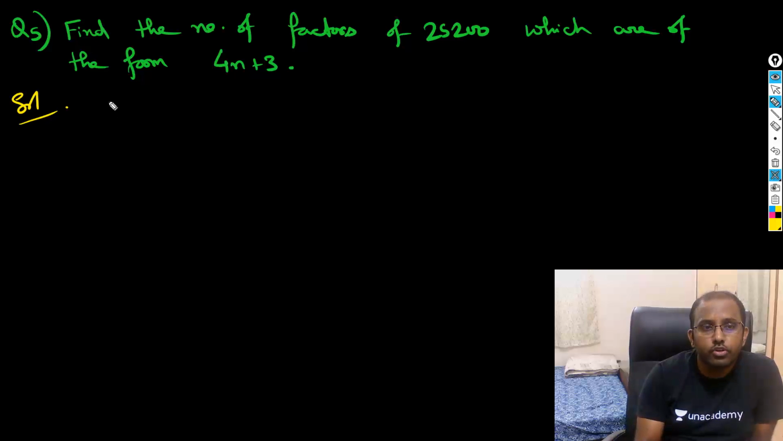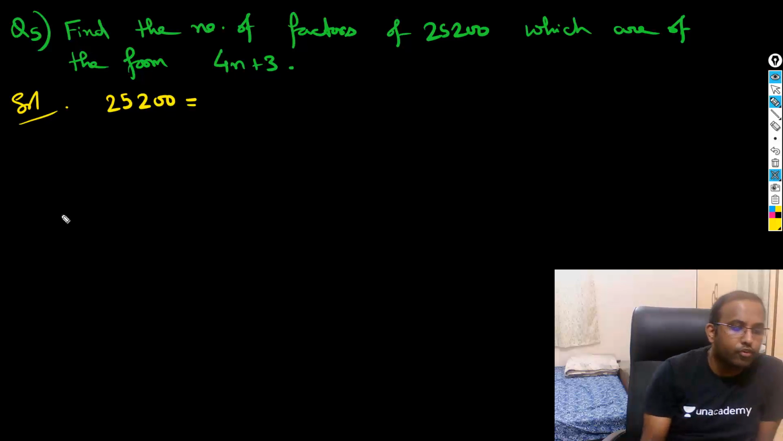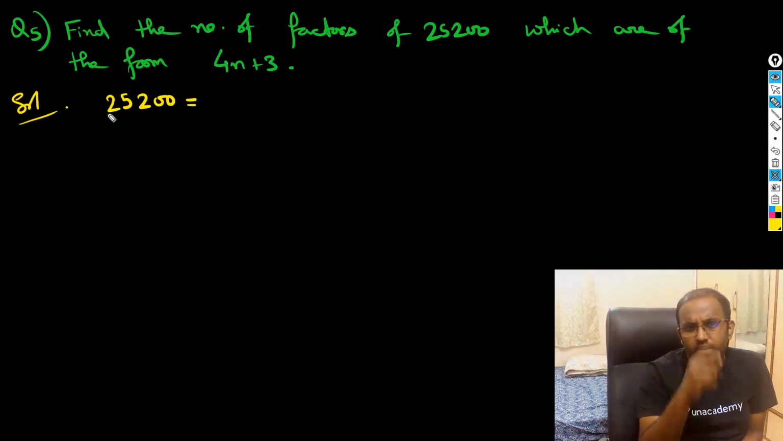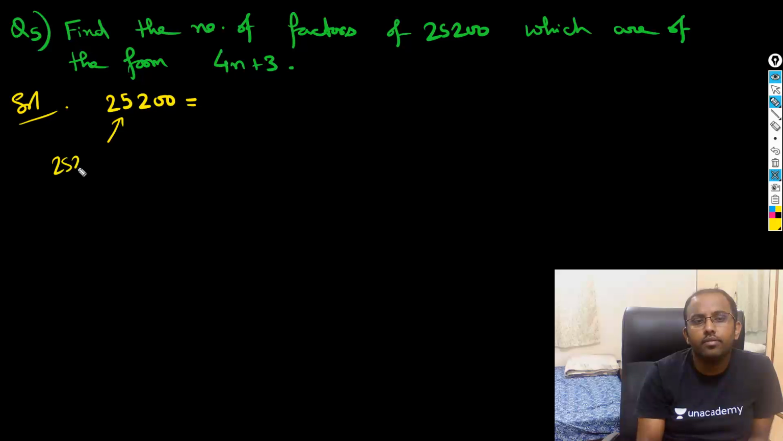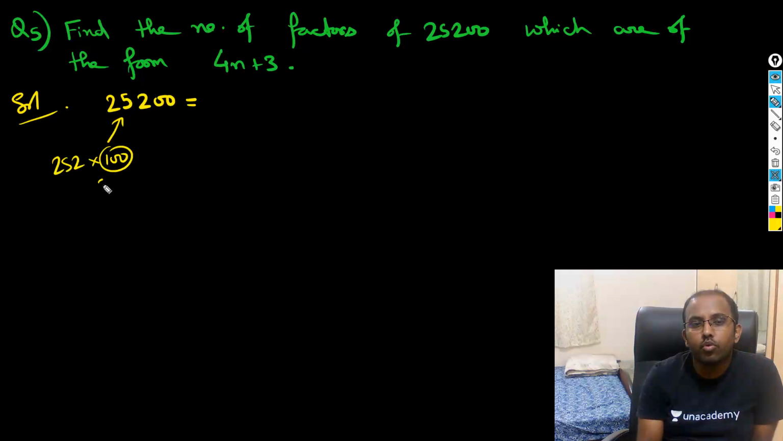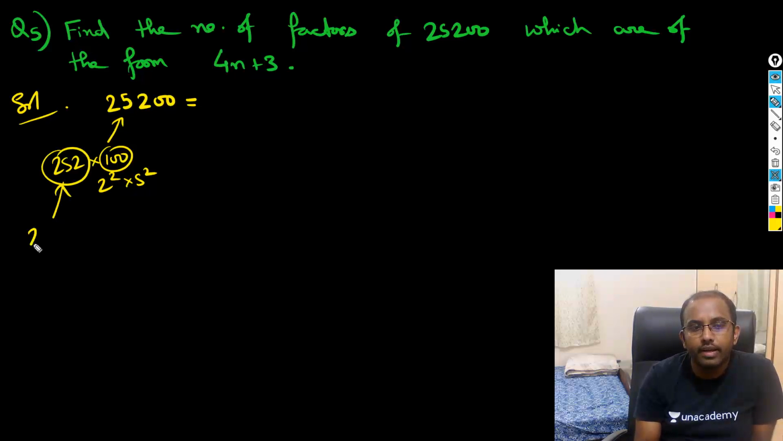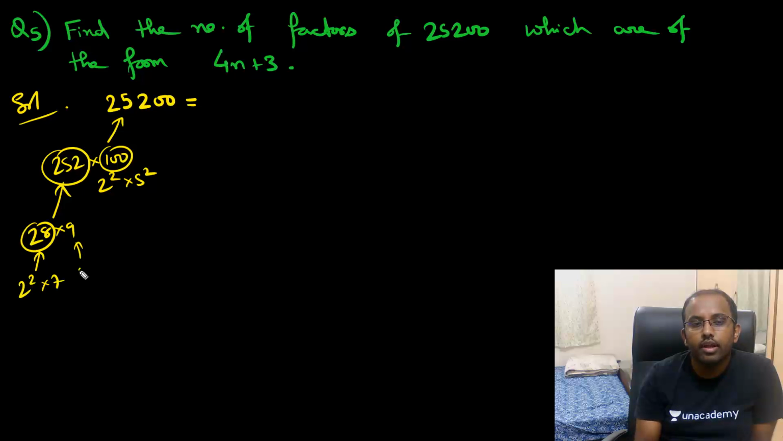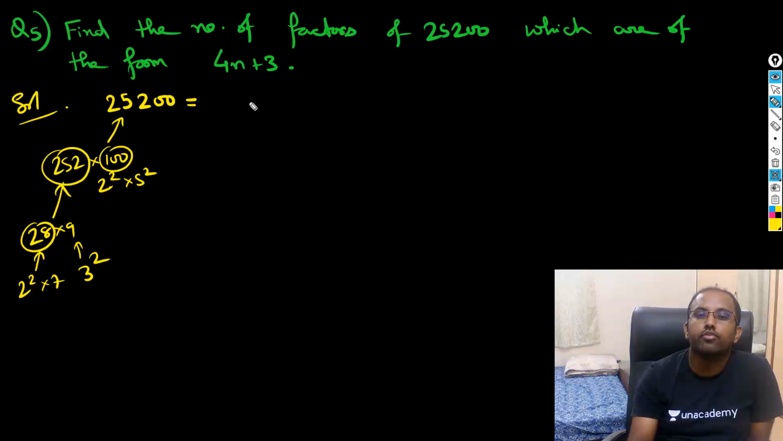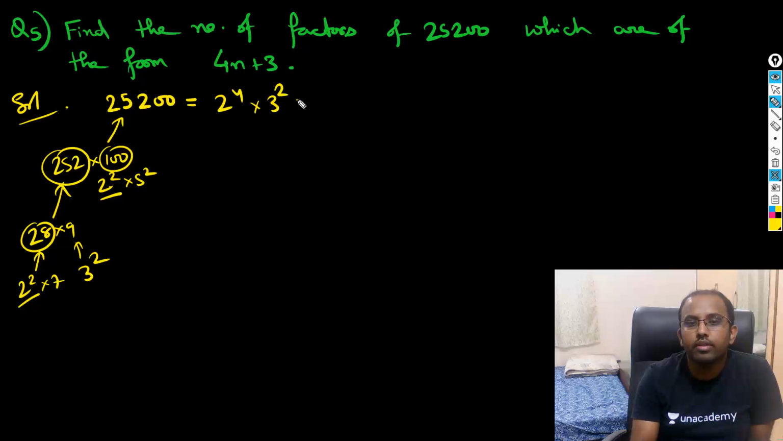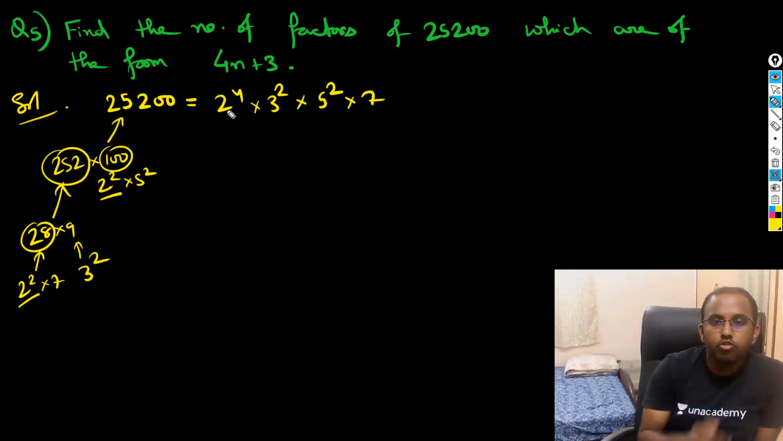How to solve such questions? We just factorize 25,200. It's 252 into 100. What is 100? It is 2 square into 5 square. What is 252? It is basically 28 into 9, that is 2 square into 7 into 3 square. If I combine, I get 2 raised to 4, then 3 square, then 5 square, and then a 7 here, which is 7 to the power 1.